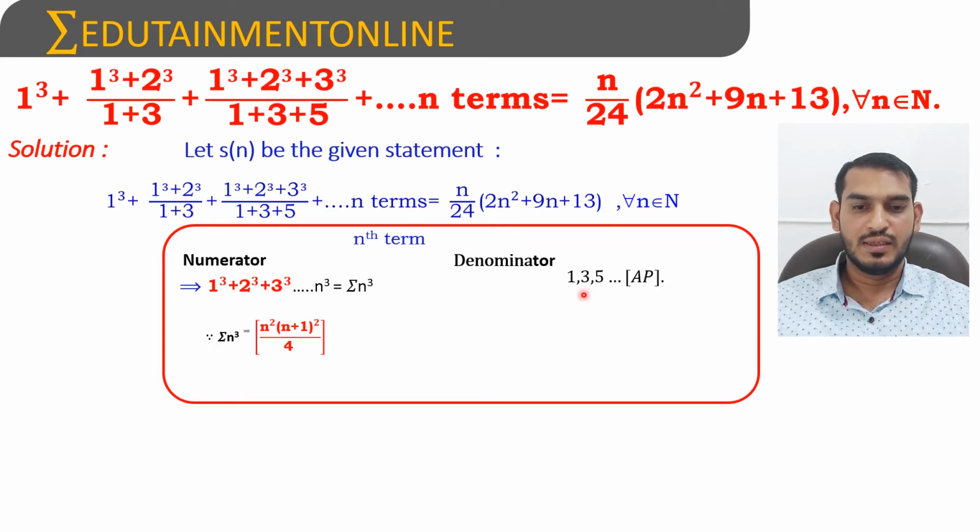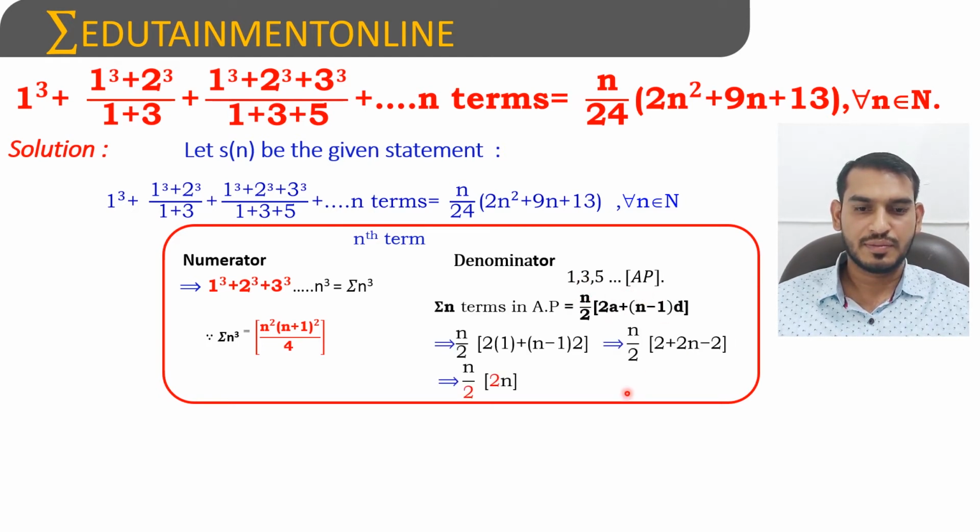And the denominator is given as 1 plus 3 plus 5. This is an arithmetic progression, or we can call it the odd numbers. The sum of odd numbers from 1 to n is n square.